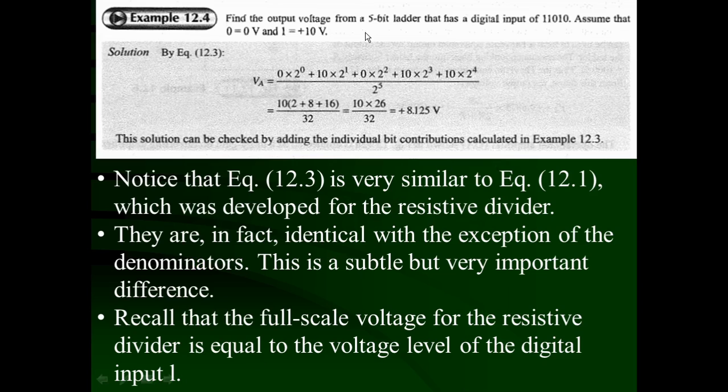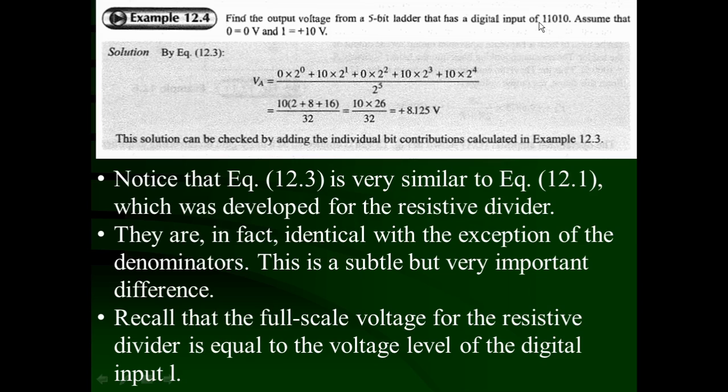Find the output voltage from a 5-bit ladder that has a digital input of 11010. So this is a 5-bit network. Assume that 0 corresponds to 0 volt and binary 1 corresponds to plus 10 volt. Let us find out using this formula: V0 into 2^0 plus V1 into 2^1 plus V2 into 2^2 plus V3 into 2^3 plus V4 into 2^4, because it is a 5-bit system.